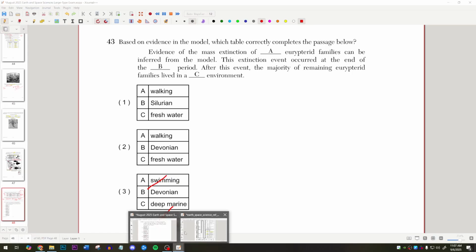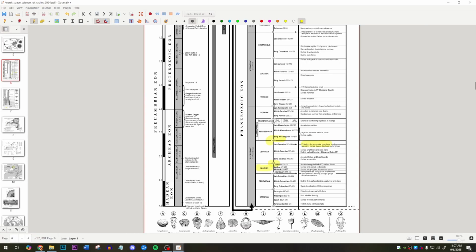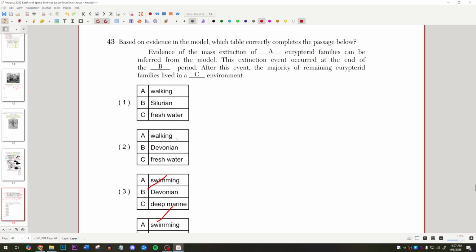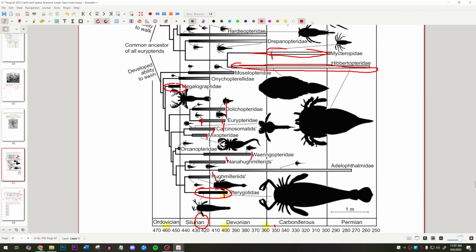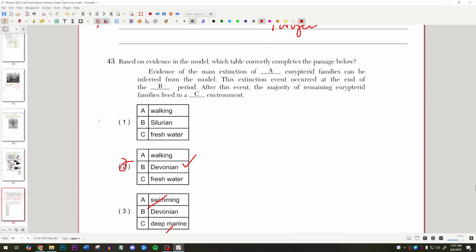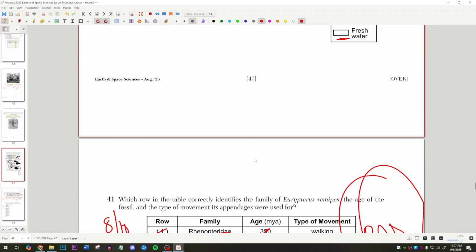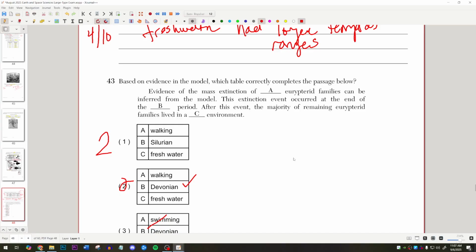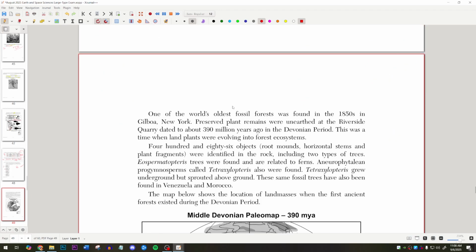And it's probably at the end of the Devonian still, I'm assuming. Okay. And then after this, the majority of the remaining ones lived in A. And then there's the white bars, which is freshwater. So it's going to be 2. So again, this chart is very difficult to deal with, in my opinion. I'm going to give this a 6. But it is a reference table question, so that's like, well, part of it. I forget, I think we lost count, so like 5 or 6 reference table questions.